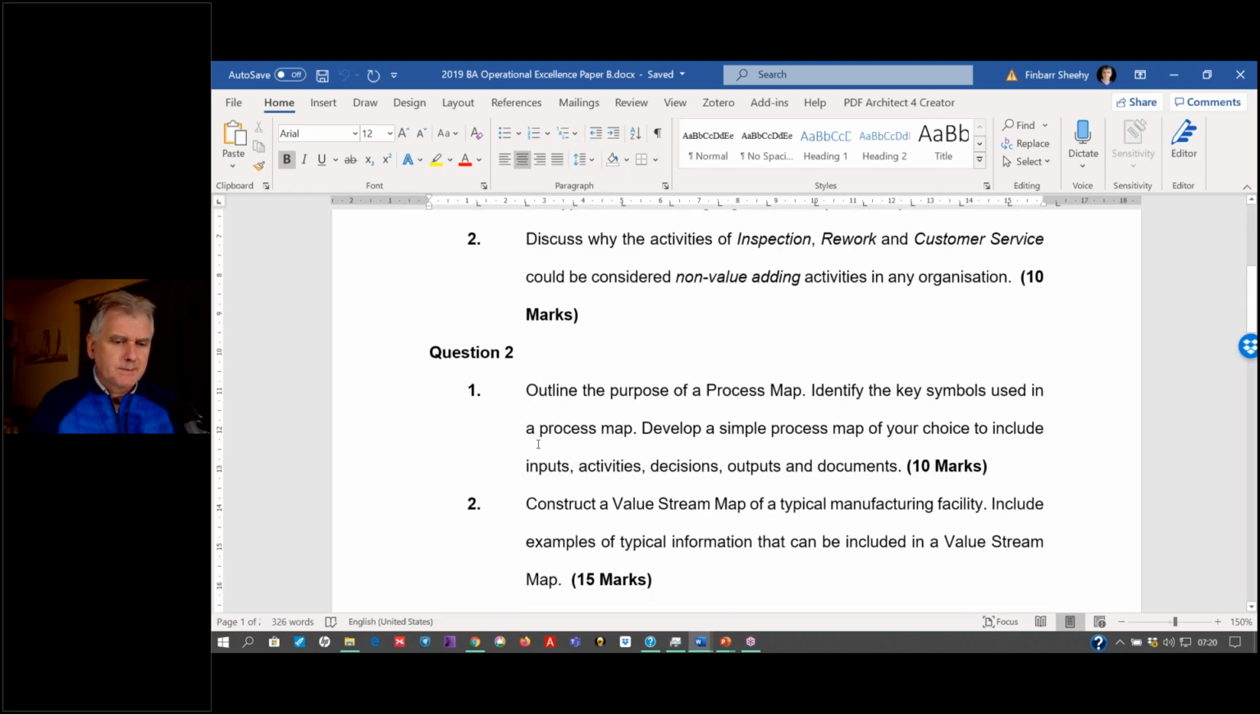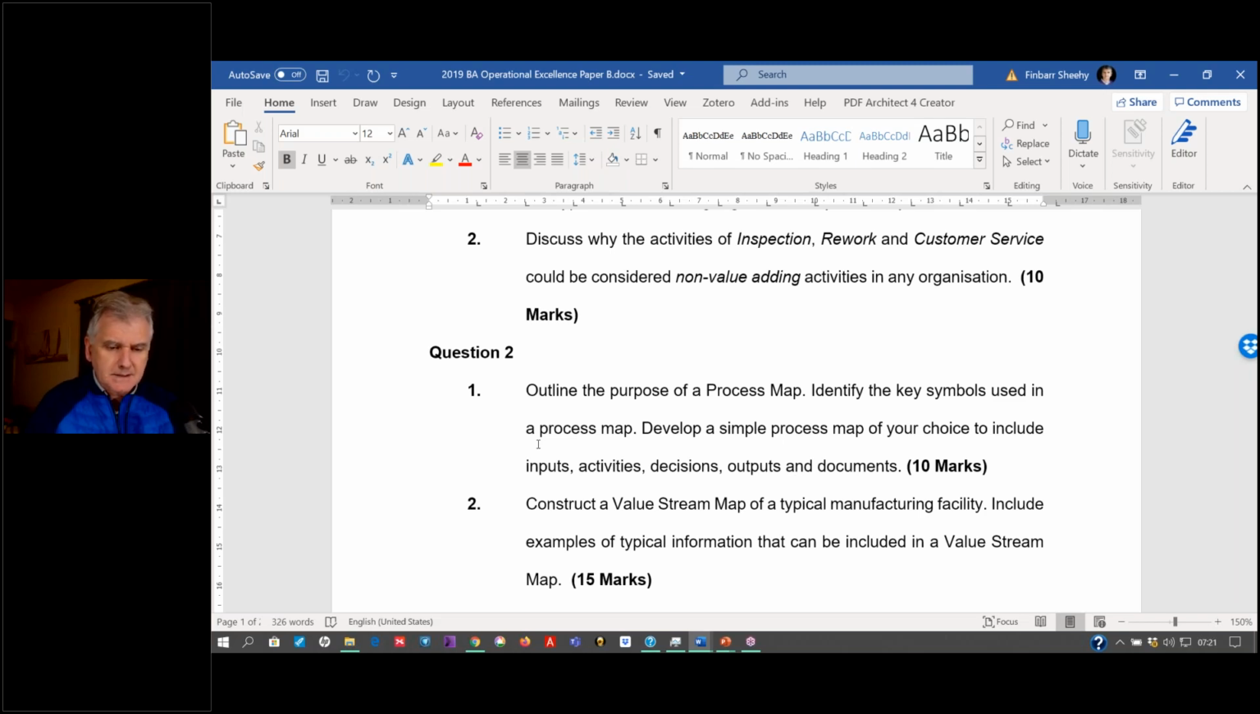Let's have a look at another one. Purpose of a process map. Again, I wouldn't ask that. That one is too straightforward. Identify the key symbols used in a process map. Again, that would be very straightforward. The next part: develop a simple process map of your choice to include inputs, activities, outputs, and documents. That's open book, but in itself it would probably be a little bit too simplistic. I might ask you to do it in a specific area.